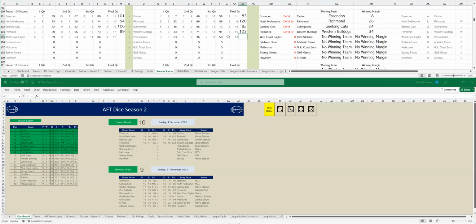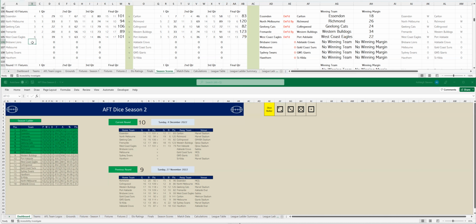And in the end, West Coast have won this game by 22 points. All right, West Coast sitting 11th. Port Adelaide at 10th. So they're pretty much even, these teams. All right, let's go to the next game.